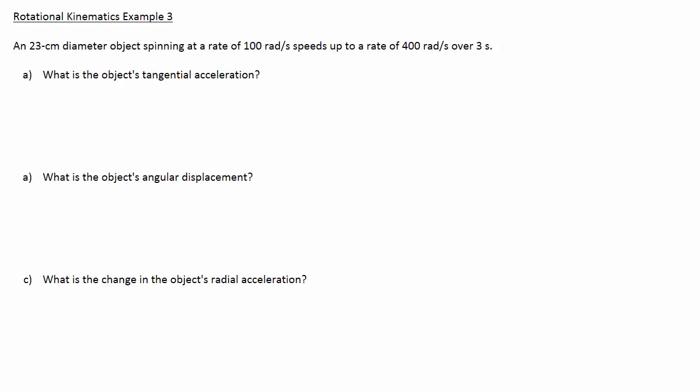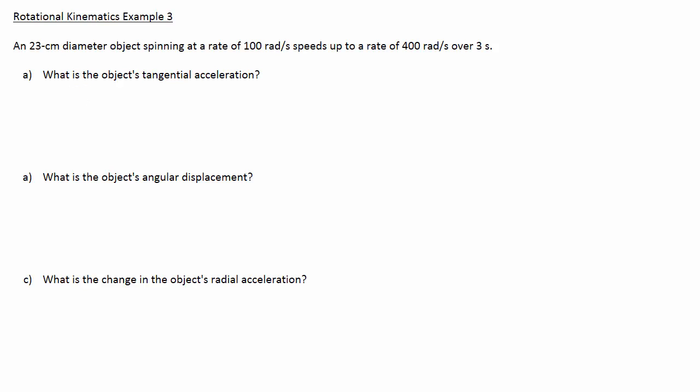In this example, I wanted to give you some practice with how to find an object's tangential acceleration, how to find an object's angular displacement, then also a little discussion about the radial acceleration of an object. So the first item that we're going to find here is the object's tangential acceleration. The tangential acceleration is my acceleration that's caused by my angular acceleration, but not in an angular sense. We're looking in a linear sense.